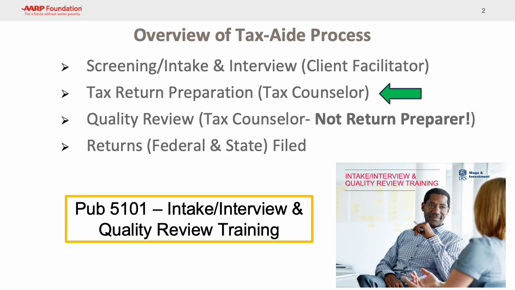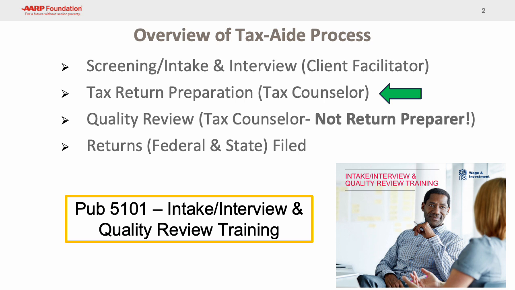Here are the major steps in the overall process we follow. First, a client facilitator, or someone performing that role, will screen and interview the taxpayer. The taxpayer documentation will then be provided to a tax counselor who interviews the taxpayer, or taxpayers if a joint return, and prepares the taxpayer's federal and state tax returns. The taxpayer will then meet with a quality reviewer who will walk through the returns, providing an explanation of the results and answering any remaining questions that the taxpayer may have.